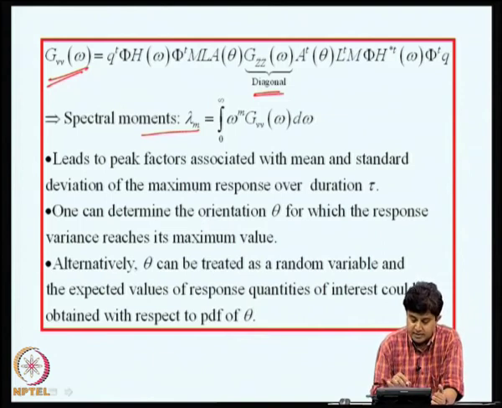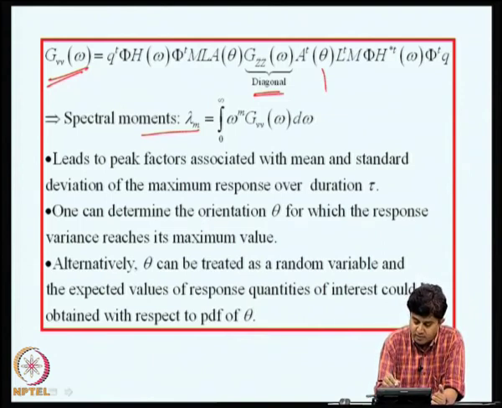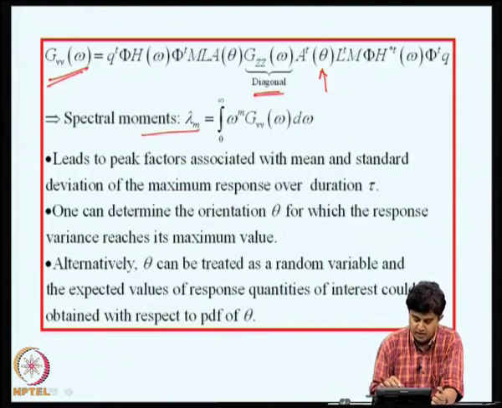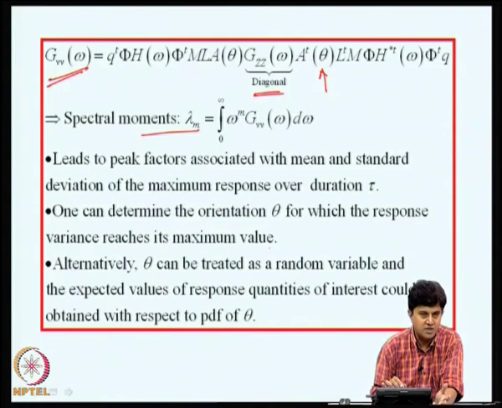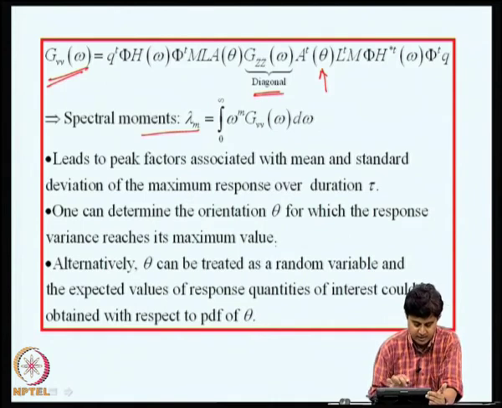Now, this expression has one variable theta, which has to be specified. That means, you need to know the direction in which the waves arrive vis-a-vis the direction that you have chosen to model the structure. But if there are several seismic sources surrounding a building, surrounding a structure, we could proceed in different ways. One option would be to determine the orientation theta for which the response variance reaches its maximum value. That means, find out the worst value of theta and use that in your reliability or response analysis studies.